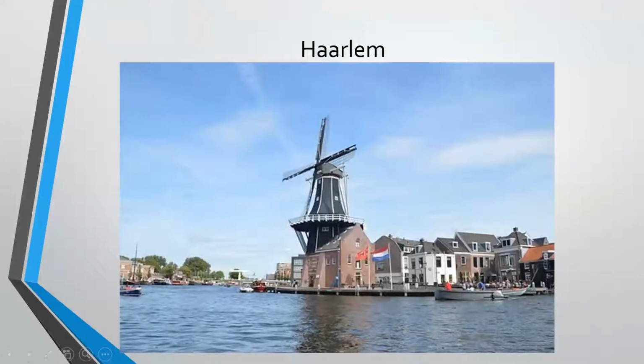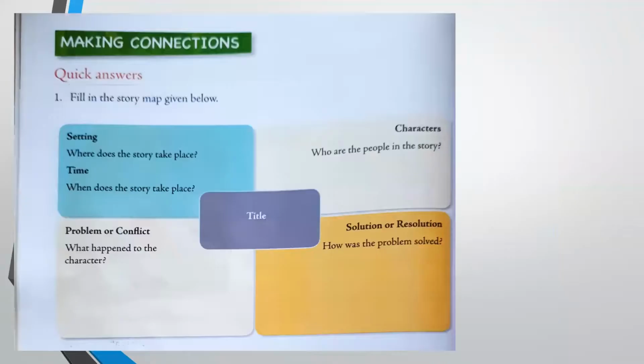So this is what Haarlem looks like. Now let's begin with the exercises. This was the first one. It's making connections and quick answers. Fill in the story map given below. So you have to answer questions related to the setting, the problem or conflict, the characters, the solution or resolution.